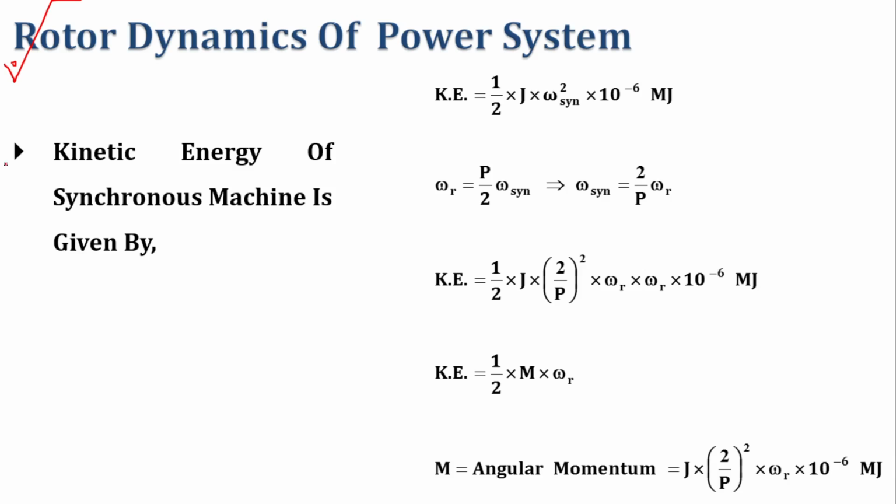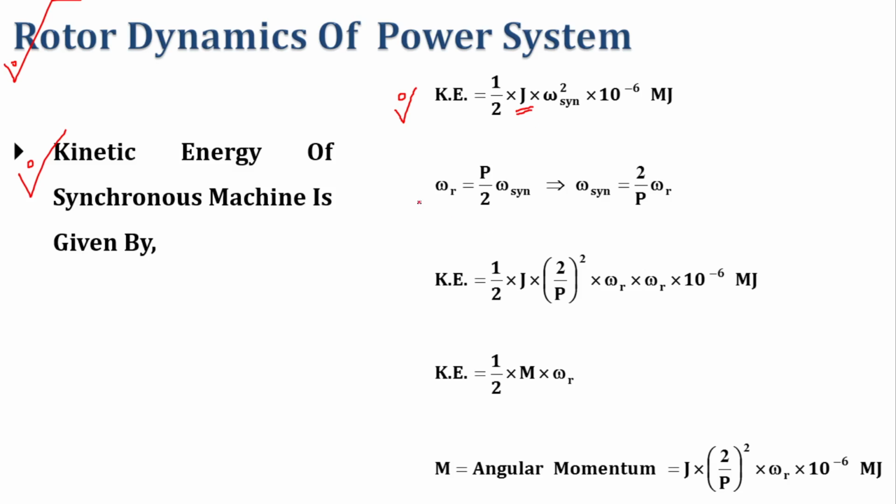So we know that kinetic energy for a synchronous machine is given by 1/2 J omega square. Kinetic energy is equal to 1/2 J omega synchronous square, where J is the moment of inertia and omega synchronous is the synchronous speed of the alternator.